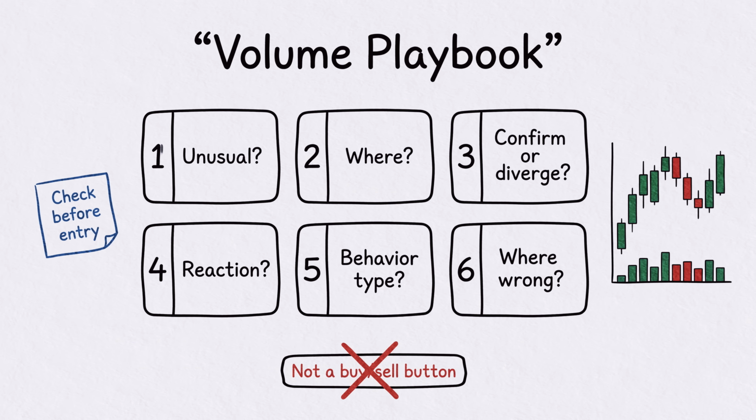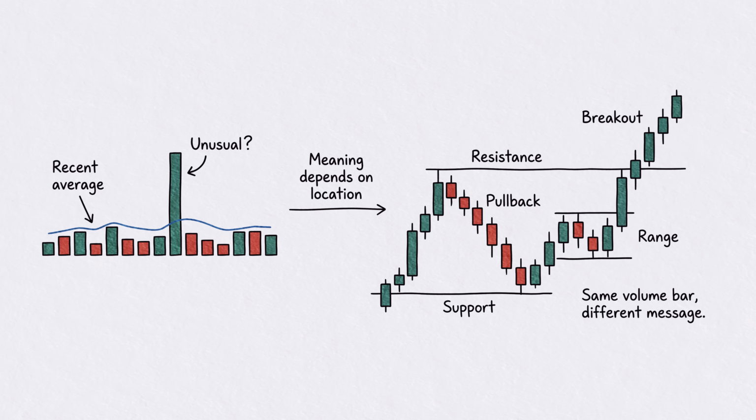Before your next trade, run these 6 checks. 1. Is this volume unusual? Compare it to the recent average. If it is not above normal for this asset, this time frame, and this part of the session, it may not be telling you anything new. 2. Where is this volume happening? At support, at resistance, during a pullback, during a breakout, after a long trend, inside a range? Location changes the meaning of the same volume bar.